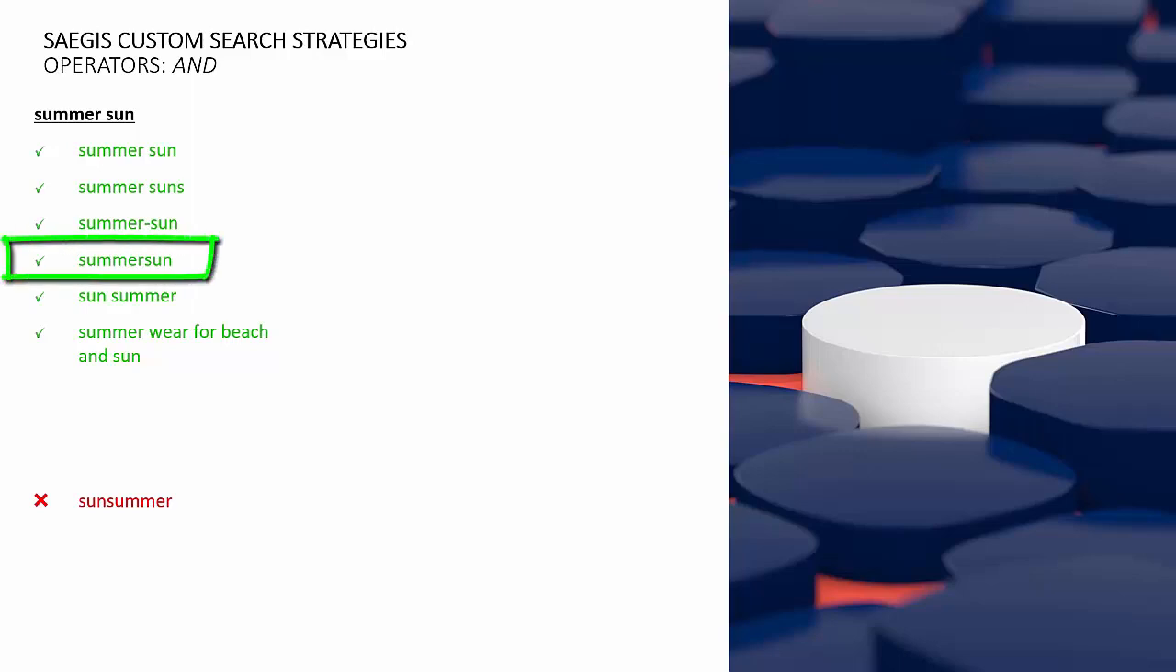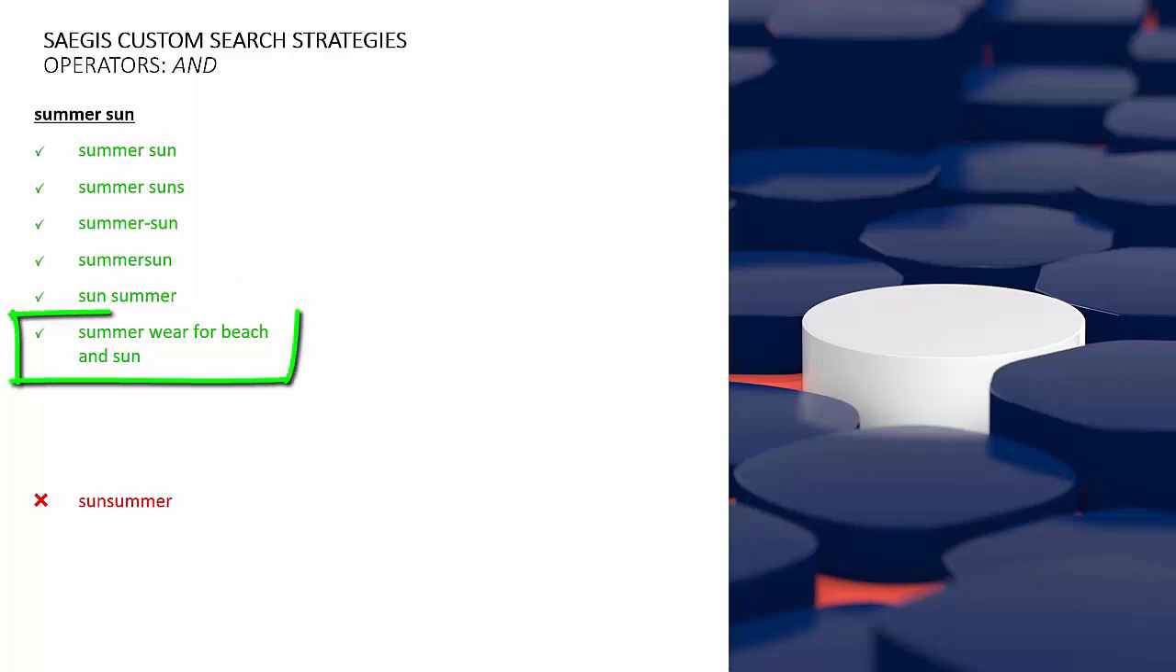AND will not only return results where summer sun occurs the way you entered it, it will also leave out the space and find summersun in one word. Results where the word order has been reversed will also be included, so you would also find sun summer. The AND operator does not require that both words are adjacent to each other. This means that it will also include results where your search terms are further apart. You could, for example, also find summer wear for beach and sun as a result.